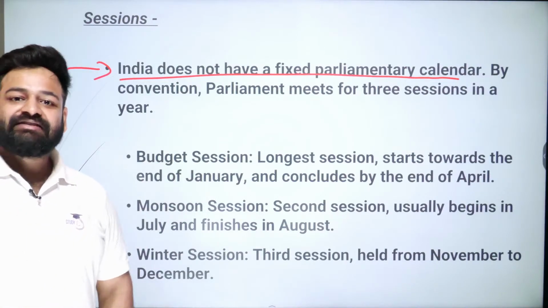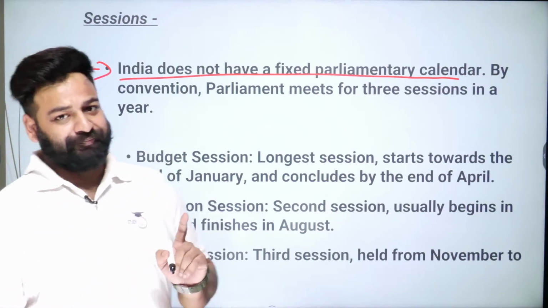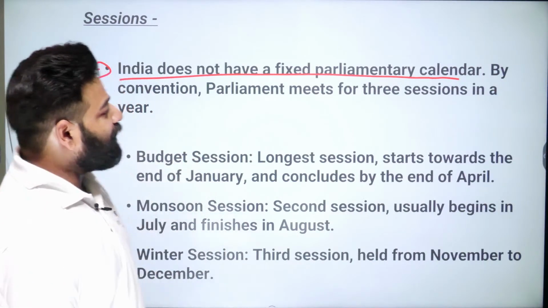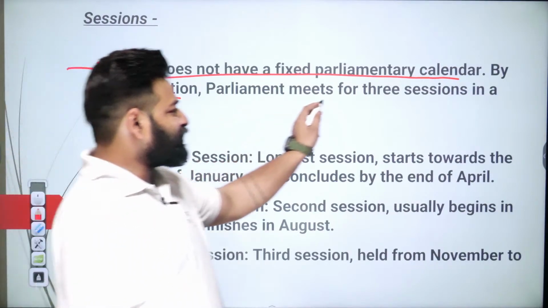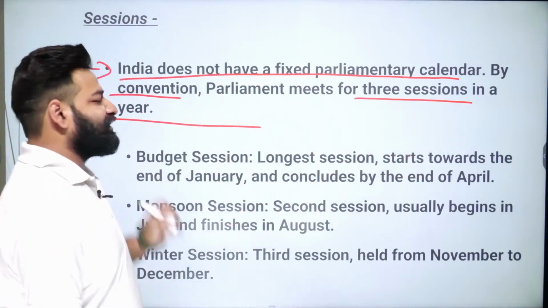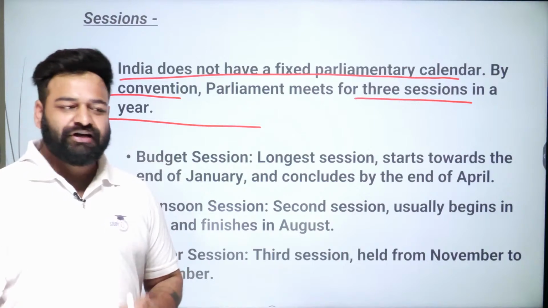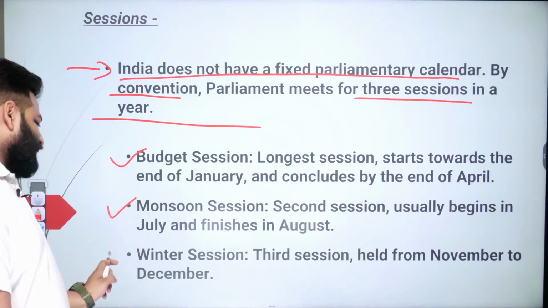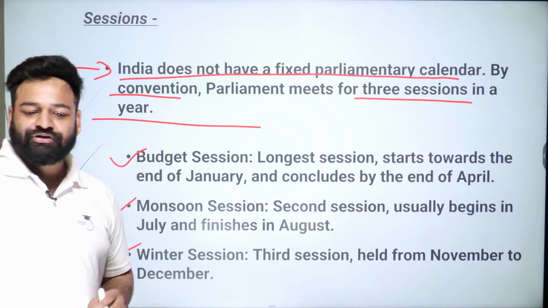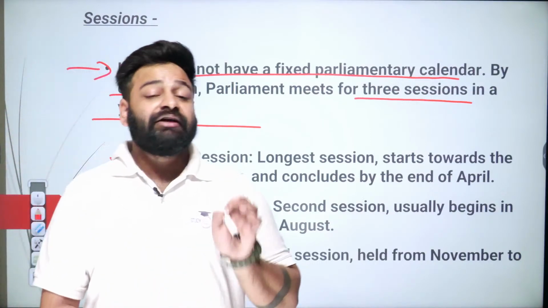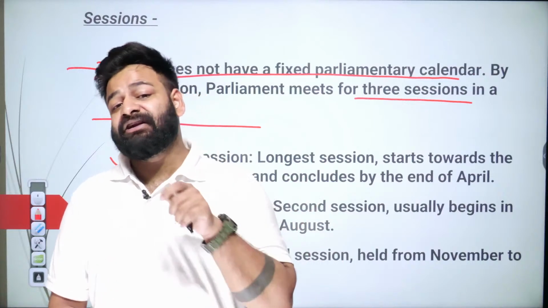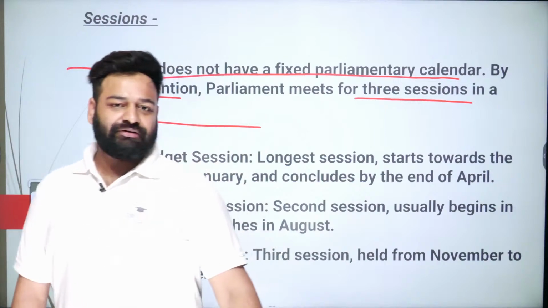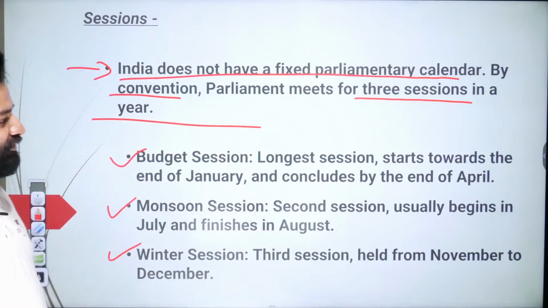First thing. Second thing, by convention, it is not a rule, it is a convention. By convention, parliament meets for 3 sessions in one single year: the budget session, the monsoon session and the winter session. So make it clear, everyone. There is no fixed parliamentary calendar mentioned. By convention, the Parliament of India has 3 sessions.